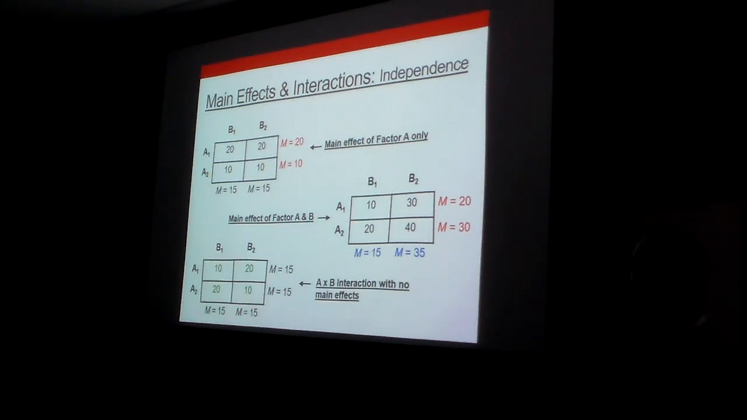Here, we have an interaction effect with no main effects. If I look at A1 and A2 collapsed across B, they're identical. If we look at B1 and B2 collapsing across A, they're identical. But if we look at what's going on in those individual cells, we see an interaction effect. We see things increasing from B1 to B2 at A1, but things decreasing from B1 to B2 at A2.